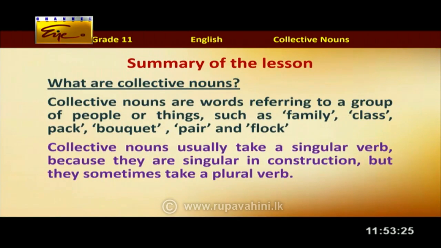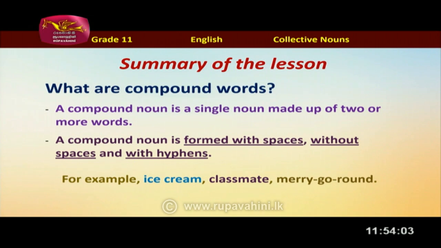Right. So we have come to the end of the lesson, children. We have discussed what collective nouns are. We can use different collective nouns there. Family, class, pack, there are some examples. Collective nouns usually take the single form, but they sometimes take the plural form as well. Compound nouns are formed in three ways. It can take as one word, it can come as two separate words, or with a hyphen, as a hyphenated word. You can see the examples. Ice cream, two separate words. Classmate as one, and merry-go-round, hyphenated words.